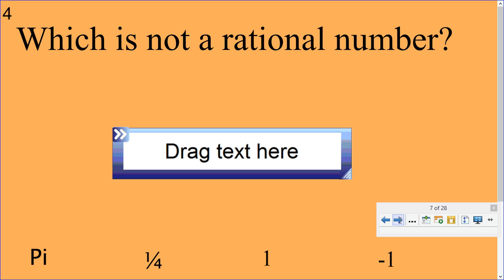So which is not a rational number? Well, we already know this is an integer because of the negative sign. That's a whole number, and that's a fraction, so it's got to be pi. And pi would be our answer.